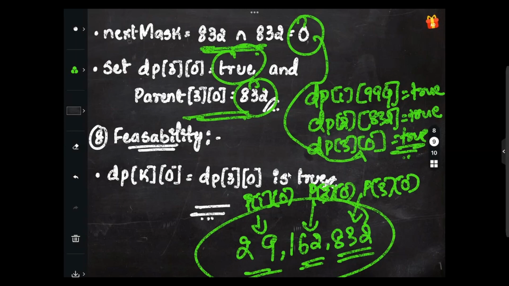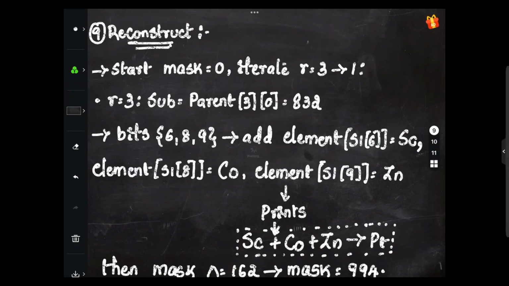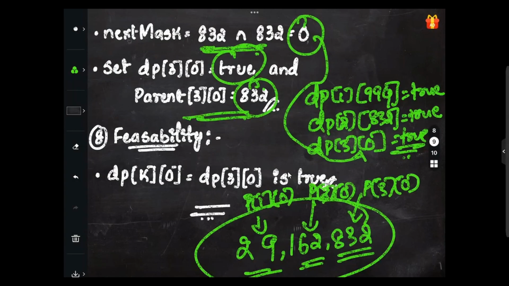Now let's check the feasibility. So we are done with the sorted S2 part, right? So we went with 50, 39 by 50, as well as 38, right? So these three values we went with. This is fine. Now we are done with this part.